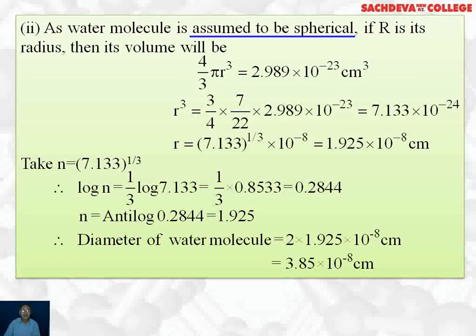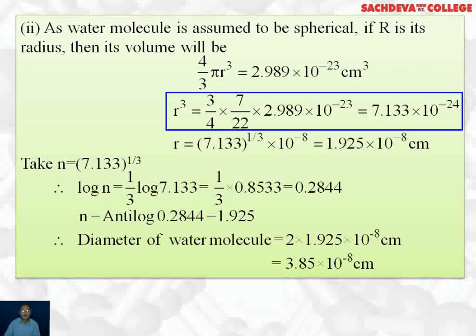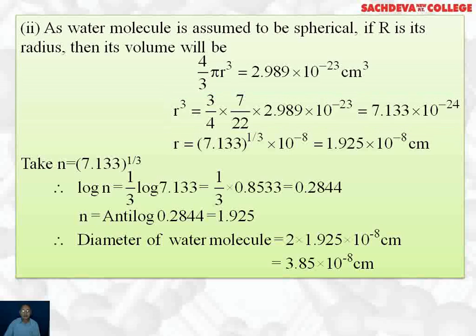As water molecule is assumed to be spherical, if r is its radius, then its volume will be 4/3 π r³ equal to 2.989 × 10^-23 centimeter cube. r³ is equal to 3/4 × 7/22 × 2.989 × 10^-23, which is equal to 7.133 × 10^-24. We want the cube root of this figure, so cube root of 7.133 × 10^-24 is cube root of 7.133 × 10^-8, since the cube root of 10^-24 is 10^-8.